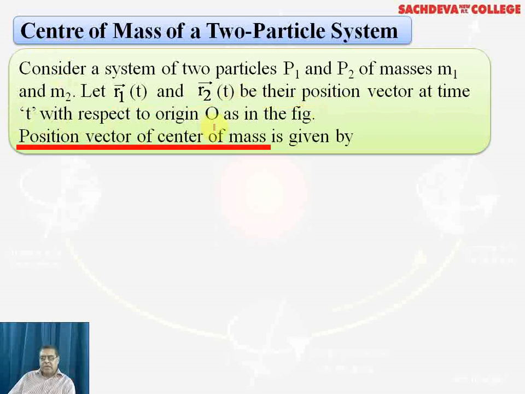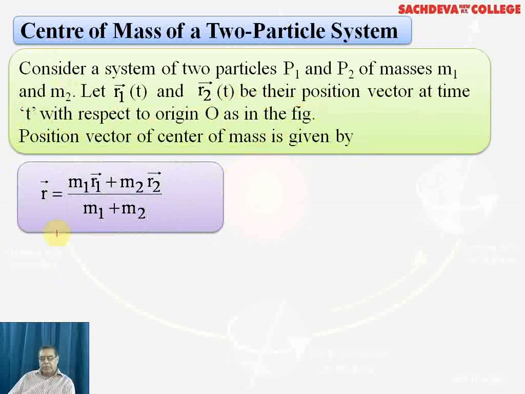The position vector of the center of mass is given by, as I have explained earlier, the product of the masses and the position vectors. So R is given by (M1 R1 plus M2 R2) divided by (M1 plus M2). This is the formula used for the system of two particles. Whenever we use the term particle, we are referring to two atoms of the system.